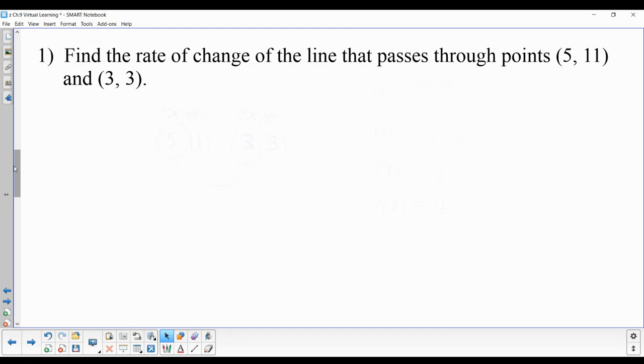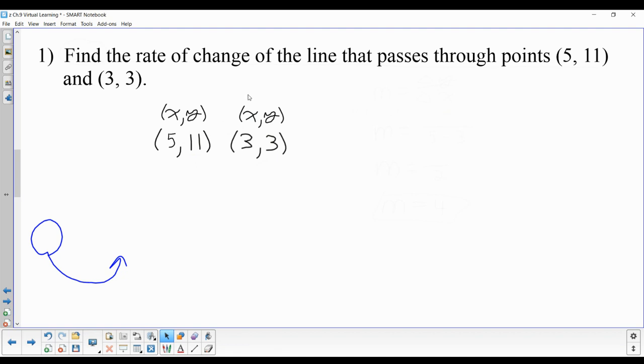Find the rate of change of the line that passes through points (5, 11) and (3, 3). Now, there are many times they'll ask you to find the rate of change, but what you're actually finding is slope because they didn't give me any labels. To do this, the first thing I suggest you do is write down the points that you have. Write down your x, y, which would be 5, 11, and write down your x, y, which would be 3, 3.